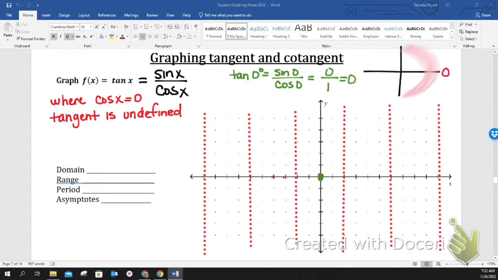So look at your unit circle. If you take the sine of 45 and divide it by the cosine of 45, notice that they're the same. It's square root of 2 over 2 and square root of 2 over 2. So if you divide two numbers that are the same, what do you get? It doesn't matter what it is. If you divide two numbers that are the same, you get 1. So the tangent of 45 degrees is 1. So we can put a point at 1.